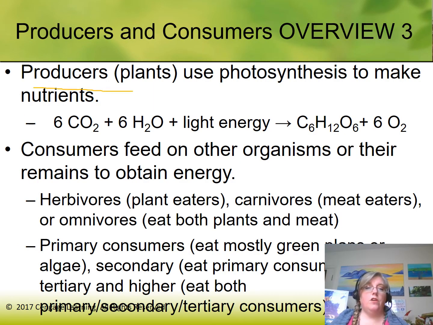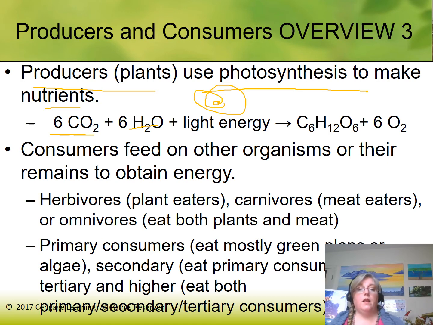So the producers are going to use photosynthesis to make their nutrients. There's the 6 CO2s, 6 H2Os plus the light energy, which is going to give you glucose and oxygen. So consumers feed on other organisms or their remains to get their energy. The plants are actually feeding on carbon dioxide and water and sunlight to get their energy. They're making it themselves. The herbivores are the plant eaters, carnivores are meat eaters, omnivores are both. The primary consumers eat green plants or algae. The secondaries eat the primaries. And the tertiary or higher will eat both or all three.